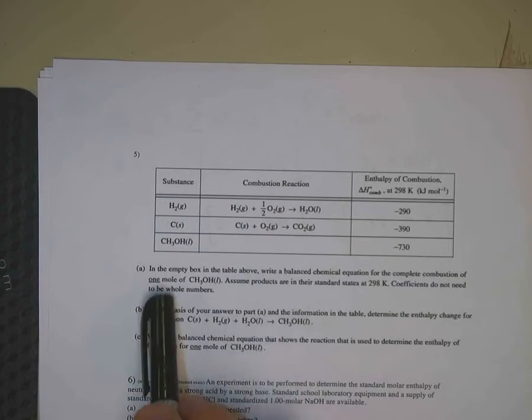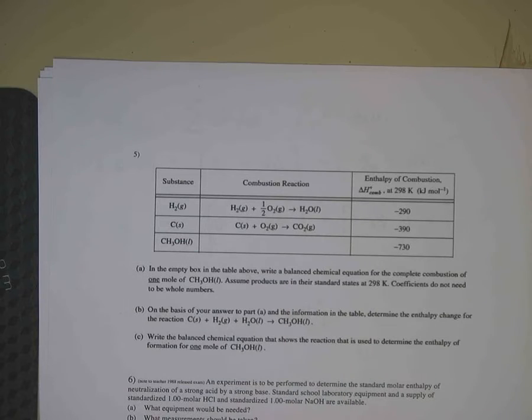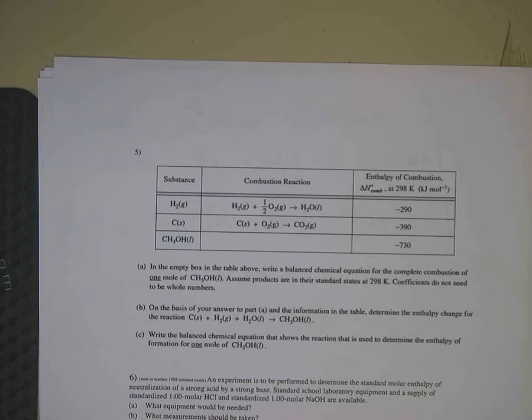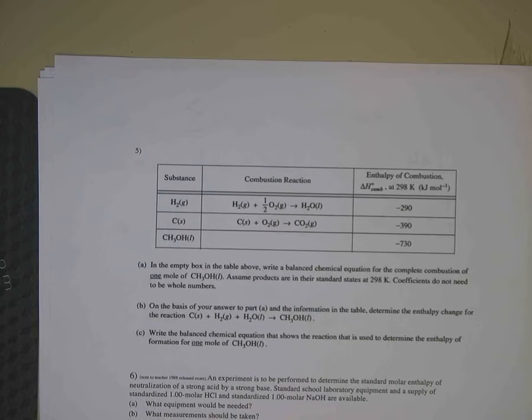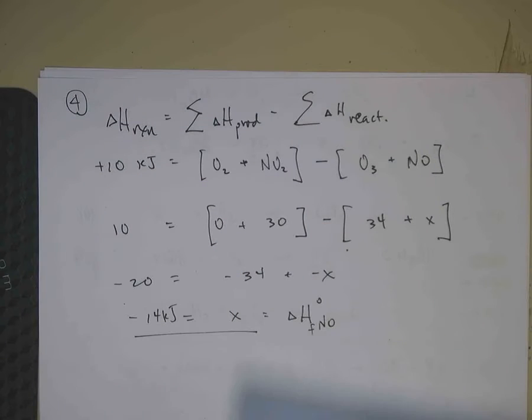Going on to number 5 now, it gives you 3 questions, and it gives you these combustion reactions. It says in the empty box, write a balanced chemical equation for the complete combustion of 1 mole of CH3OH. Assume the products are in their standard states.